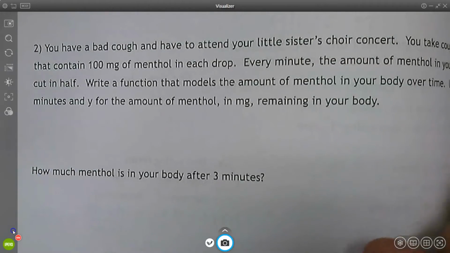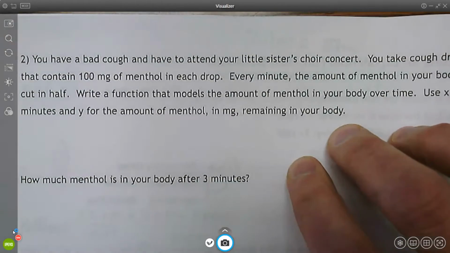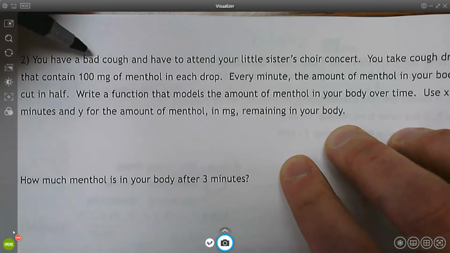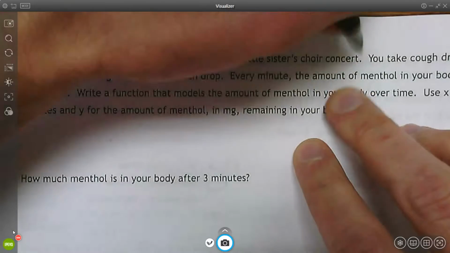In this video, I'm going to cover the rest of the lesson on exponential functions, page 10 and page 11 in our booklets. So in this scenario, you've had a bad cough and you have to attend your little sister's choir concert. Okay, that's meaningless information.